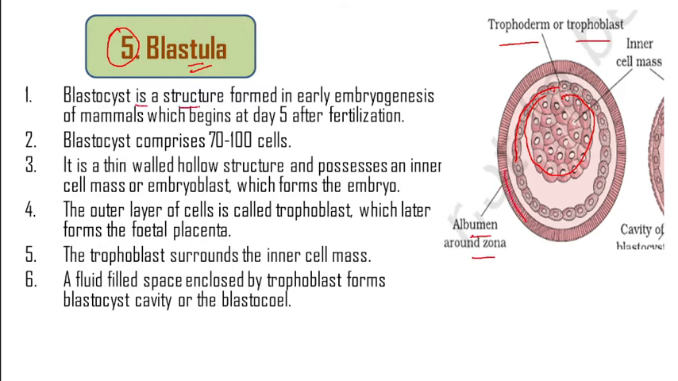Blastocyst is a structure formed in early embryogenesis of mammals which begins at day 5 after fertilization. Blastocyst comprises 70 to 100 cells. It is a thin-walled hollow structure and possesses an inner cell mass or embryoblast which forms the embryo. The outer layer of the cells is called the trophoblast which later forms the fetal placenta. The trophoblast surrounds the inner cell mass. A fluid-filled space enclosed by trophoblast forms the blastocyst cavity or the blastocoele.